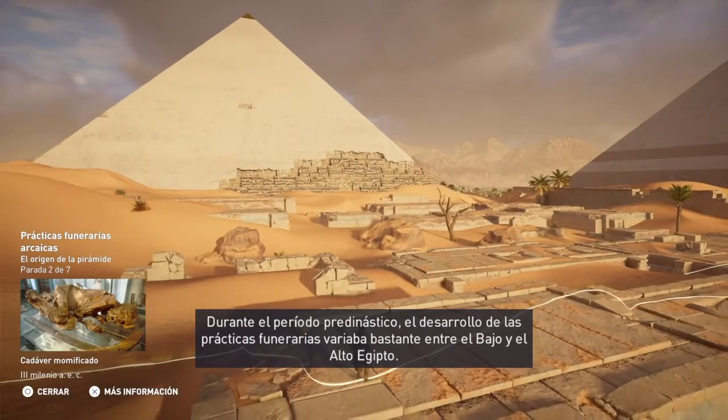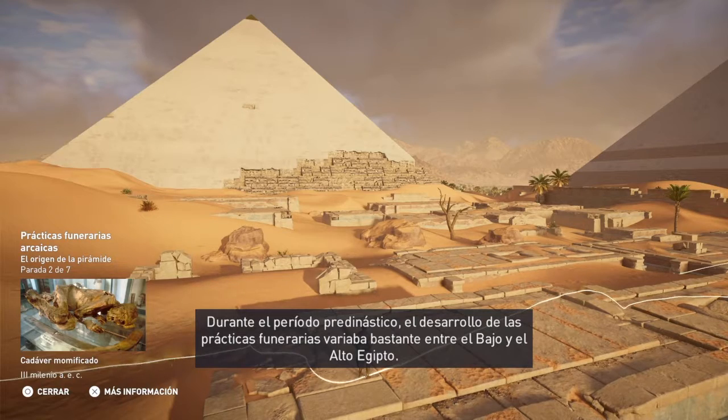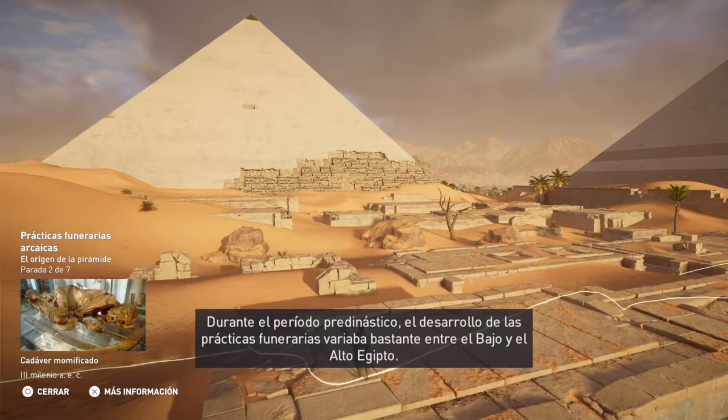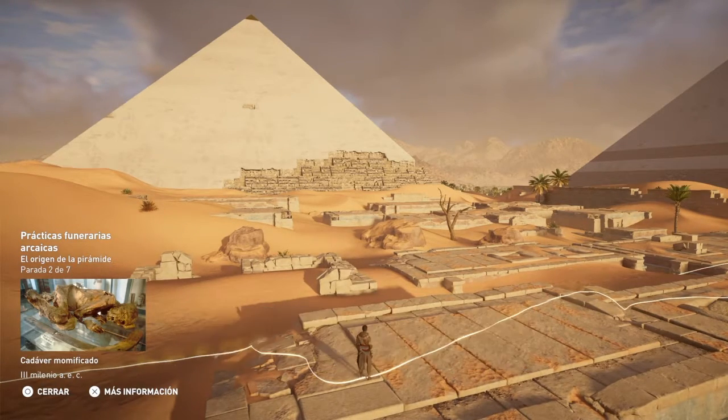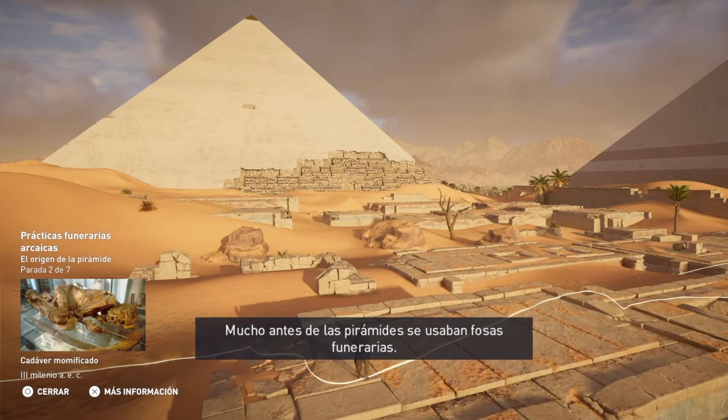During the pre-dynastic period, the development of funerary practices was different, depending on whether one was located in Lower Egypt or Upper Egypt. Well before the pyramid, there were burial pits.